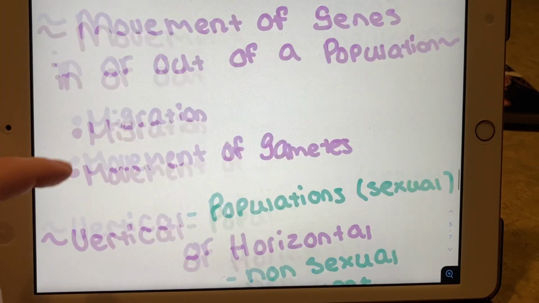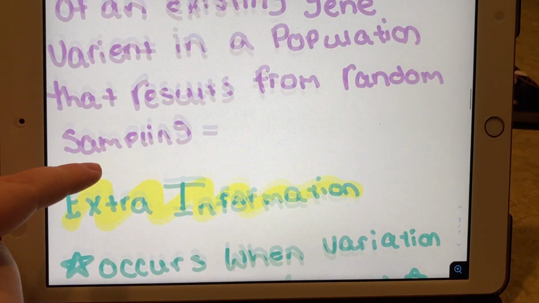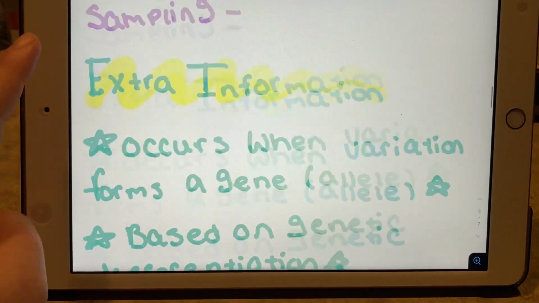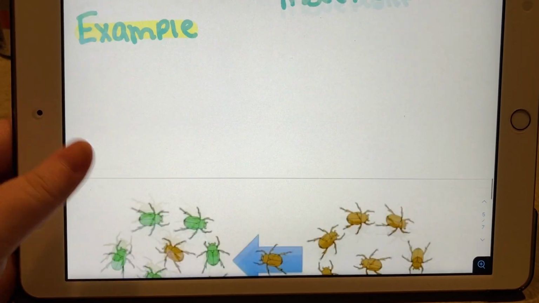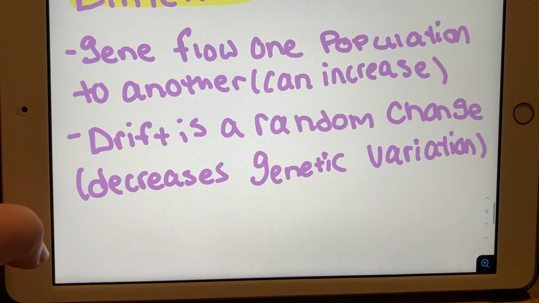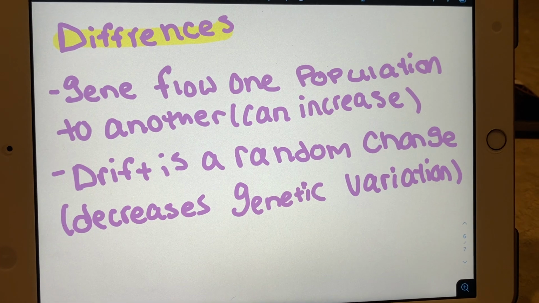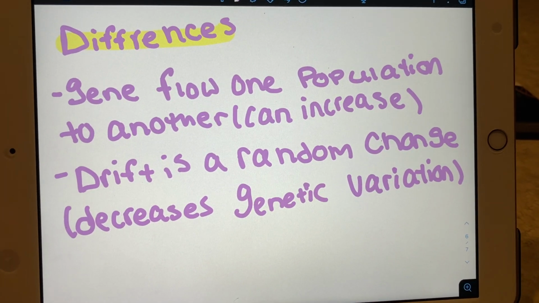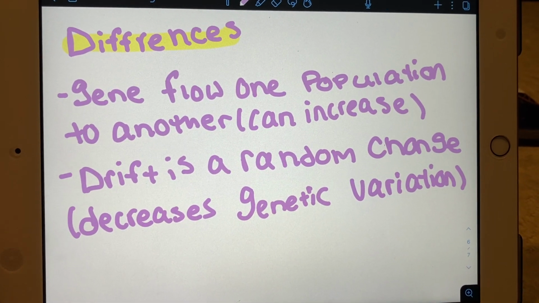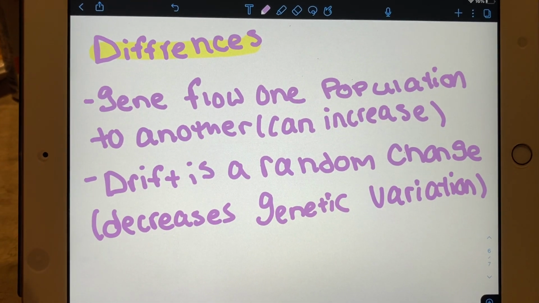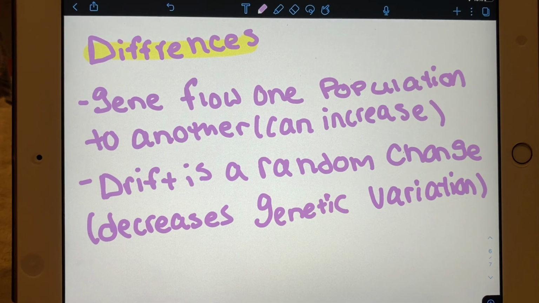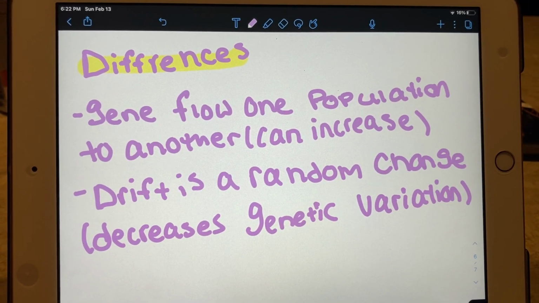So overall, genetic drift has to do with the allele frequencies, while gene flow has to do with migration and has to do with one population going to another. And genetic drift has to do with one species from a population going to form its own population. And that's all.